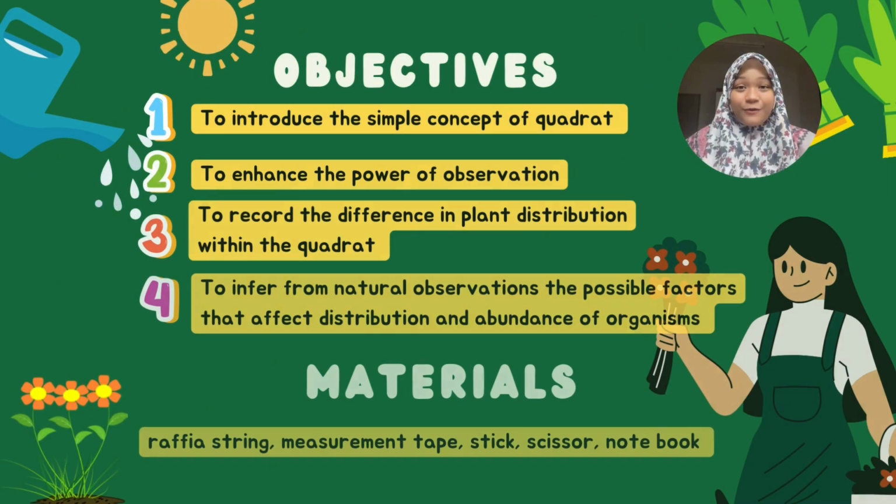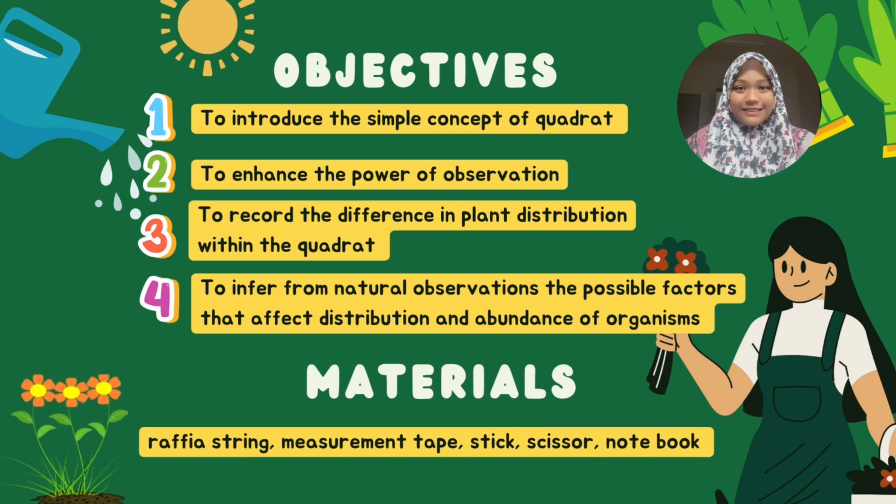There are 4 objectives in this practical. First, to introduce the simple concept of quadrat. Second, to enhance the power of observation. Third, to record the difference in plant distribution within the quadrat. Fourth, to infer from natural observation the possible factors that affect distribution and abundance of organisms.